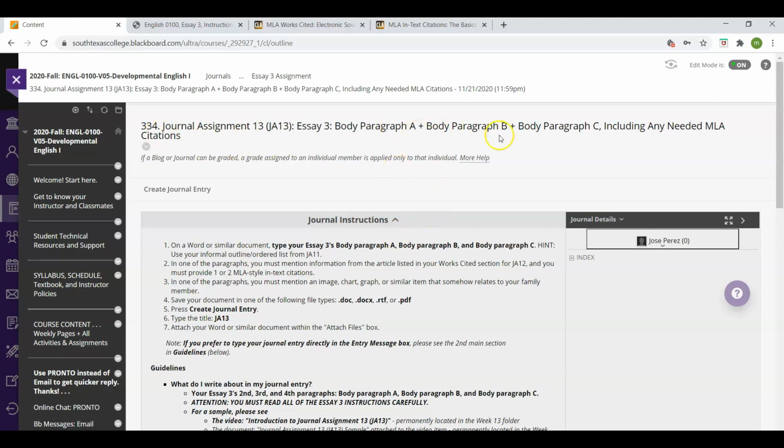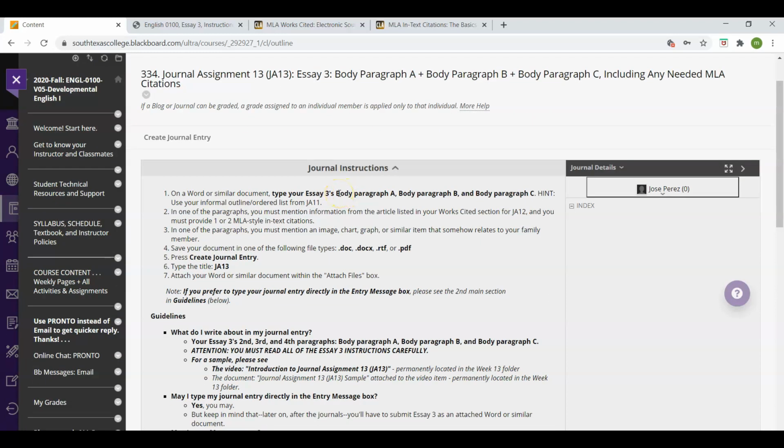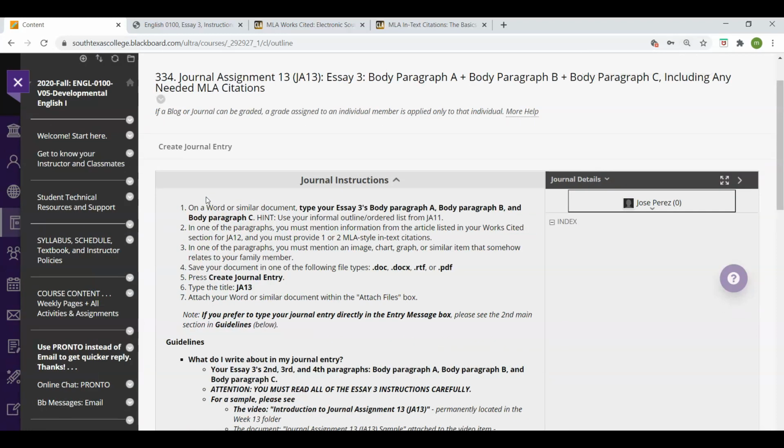So there you see the heading or the title at the top. And I'm just going to read it. So journal instructions. Let me make this a little bit larger. On a Word or similar document, type your Essay 3's body paragraph A, body paragraph B, and body paragraph C. Hint, use your informal outline or ordered list from JA11. In one of the paragraphs, you must mention information from the article listed in your Works Cited section for Journal Assignment 12, and you must provide 1 or 2 MLA-style in-text citations.